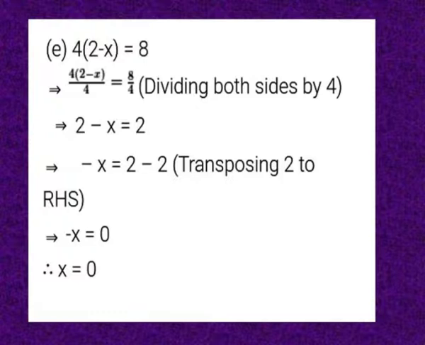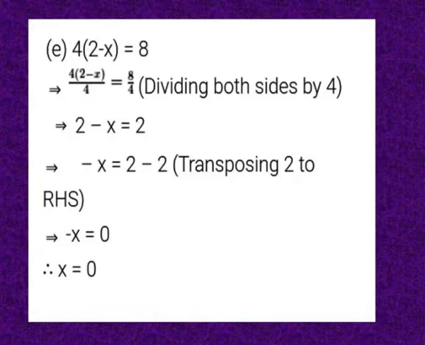Now our equation is 2 minus x, which is equal to 2. Now we are transposing plus 2 from LHS to the RHS and it becomes minus 2. So our equation is minus x is equal to 2 minus 2. Now 2 minus 2 is 0. Hence we got minus x is equal to 0.